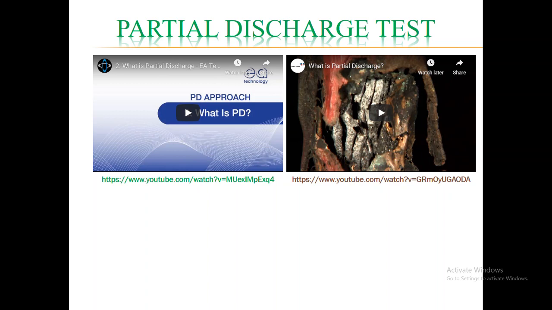So it is indeed a requirement for the insulation engineer or the electrical engineer to understand the design perfections of the insulations prior to applying them to high voltage devices. So this is the need for the partial discharge test.